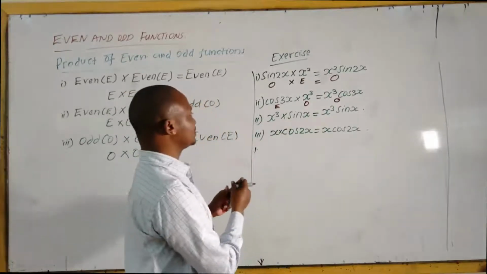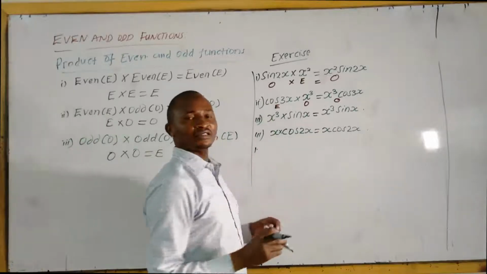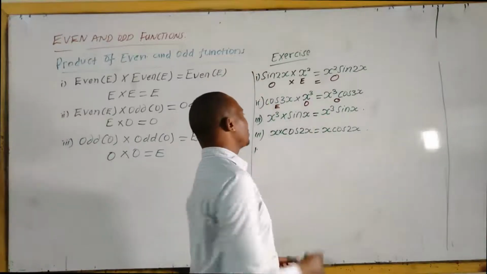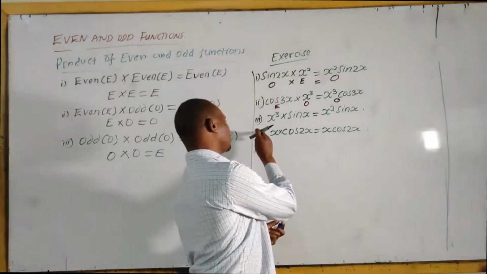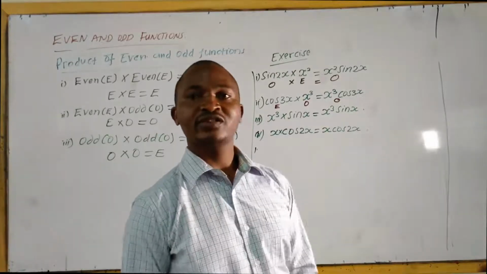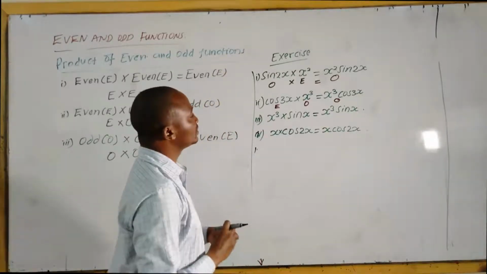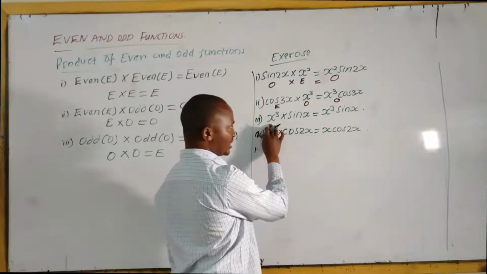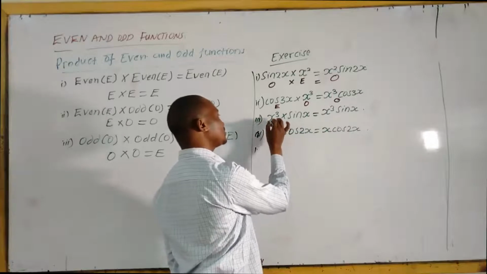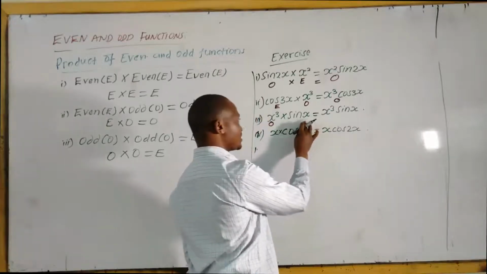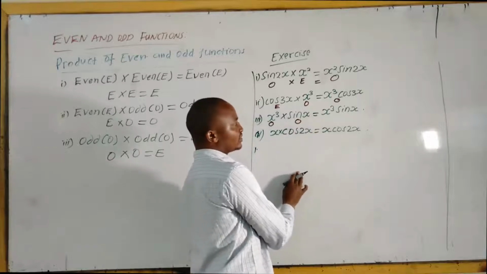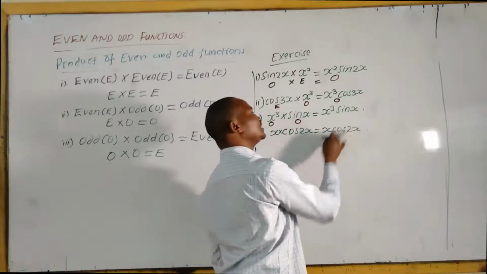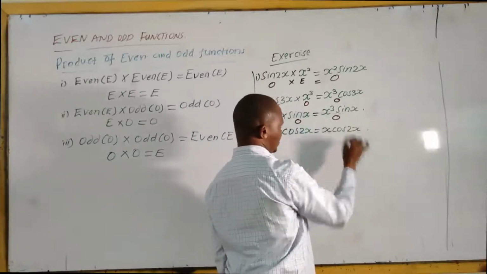Our third one, pause the video and take a moment to answer number 3 and number 4, and then you resume the video. X cubed is odd, sin x is odd. So what is the result of an odd function and an odd function? It is odd. The result is odd.